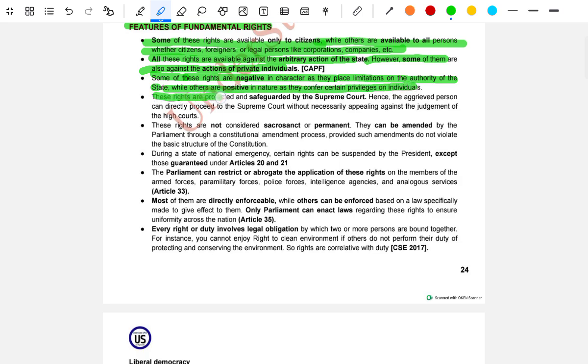These rights are protected and safeguarded by the Supreme Court. Hence the aggrieved person can directly approach the Supreme Court without the necessity of appealing against the judgment of the High Court. These rights are not considered sacrosanct or permanent. They can be amended by Parliament through the constitutional amendment process, provided the amendment does not violate the basic structure of the Constitution.